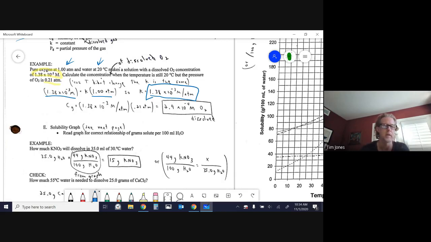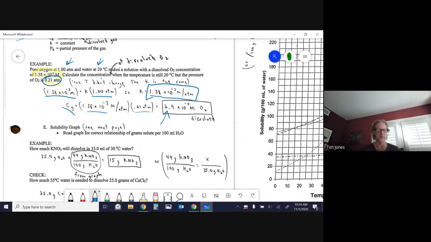I then use the same equation to solve for the new concentration, same constant, new pressure, and we get, of course, a lower concentration because there's less pressure pushing the gas into the solution.